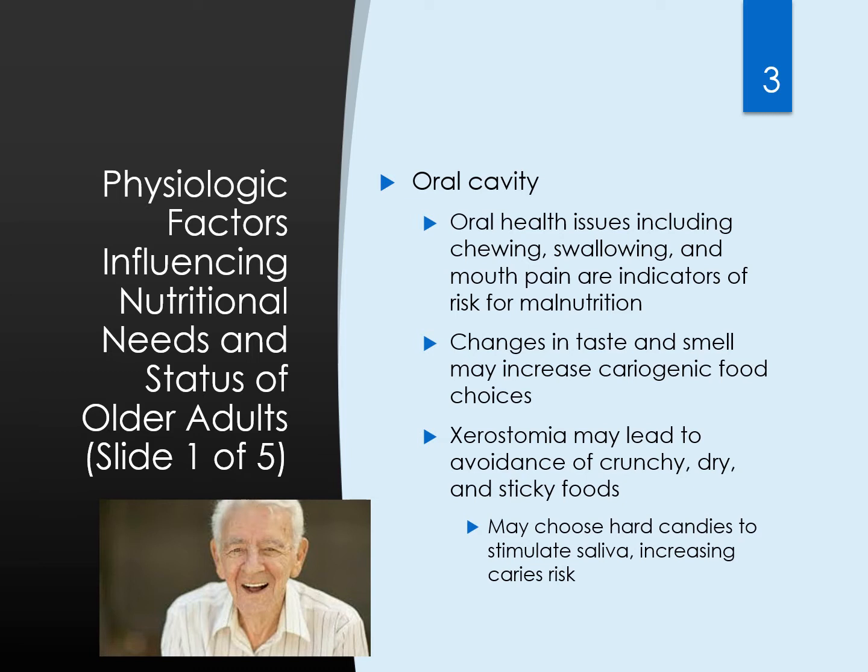And let's move on to the oral cavity, which is the slide we're on. So oral cavity, the oral health issues, including chewing, swallowing, and mouth pain, are indicators of risk for malnutrition. Changes in taste and smell are going to play a role and are going to increase the amount of carcinogenic food choices. The reason for this is they make their foods really salty or really sweet because otherwise they can't taste it. Xerostomia may lead to avoidance of crunchy, dry, and sticky foods, right? So they're only going to want to eat maybe hard candies that will help to stimulate their saliva, and that's going to increase their caries risk as well.